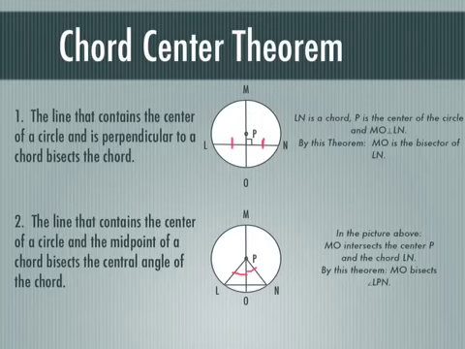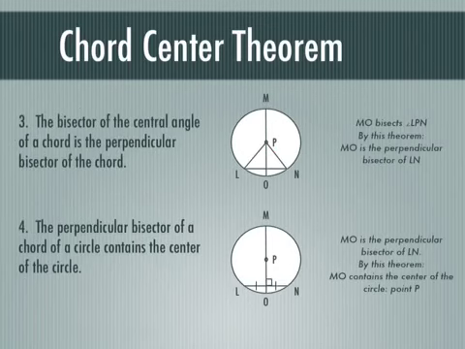Okay, let's look at a couple other pieces. The bisector of the central angle, so this is kind of backwards from what we just talked about. So if I have this line, and I know that it cuts this angle in half, so I already know this, then it's the perpendicular bisector of the chord. So now, if I know that it cuts the angle in half, I also know that it cuts the chord in half, and it's perpendicular to the chord.